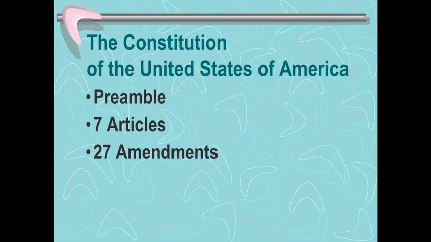So here we get into the part on the Constitution of the United States of America. We have the preamble, the 7 articles of the Constitution, and the 27 amendments. So if you could flip your packet to page 13.